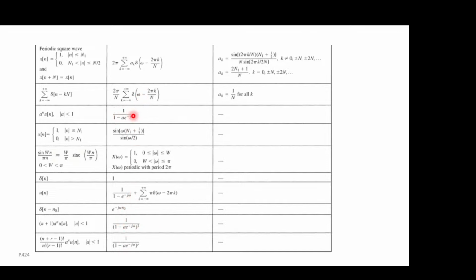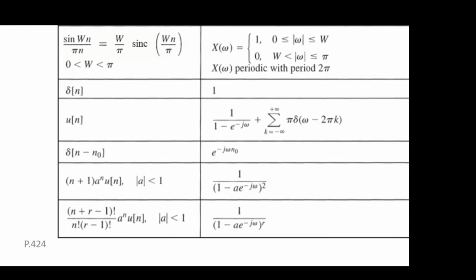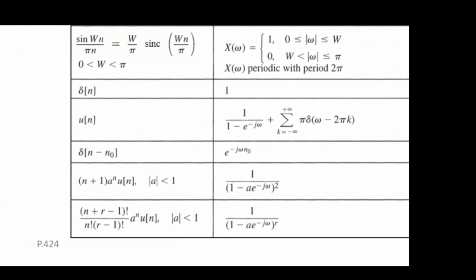And then you can think about what happens if you have multiple powers of those. Say you have this 1 over 1 minus a e to the minus j omega squared, then what happens is you get an extra polynomial term in front. So here it is n plus 1 when it's squared. If we have r-th power here, then we have the formula: n plus r minus 1 factorial over n factorial times r minus 1 factorial. So I guess it's not quite a polynomial, it's a rational function of n here.